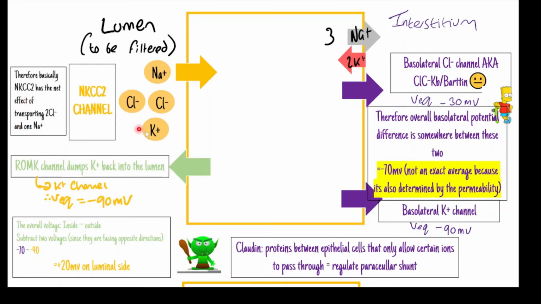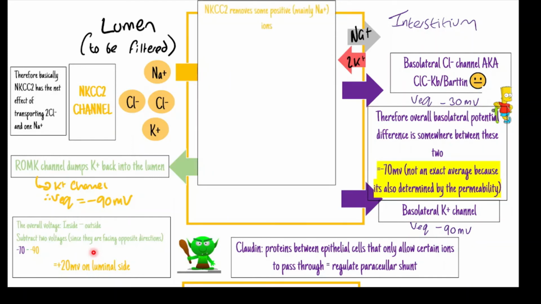Okay, but we didn't talk about our NKCC2 channel. So far we've got a positive build-up of luminal potential difference. Okay, what about our NKCC2? This removes some positive ions. So we have a build-up of positive charge here, but NKCC2 is going to remove some positive ions. So therefore, it's going to bring it closer back to 0 again, because we're removing positives. By removing positives, we're getting further away from 20 and closer to 0. Therefore, the outside becomes less positive relative to the inside of the membrane.